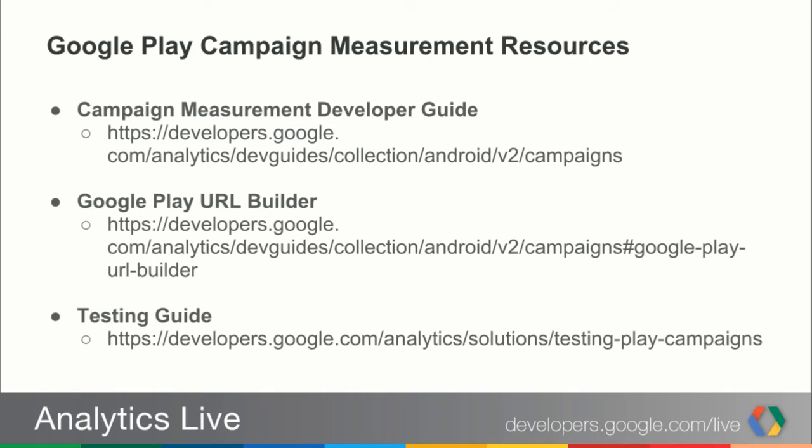And yeah, if you just look on the left nav, it'll be under the Android SDK and then Campaigns. We also have that Google Play URL Builder, and that tool is actually embedded into the Campaign Dev Guide as well. And then we also recently just published a testing guide, so you'll see all of the ADB commands that I just used. We published all those as well, so it's in our solutions section. So you can go check that out, and you should have everything you need to implement and test.